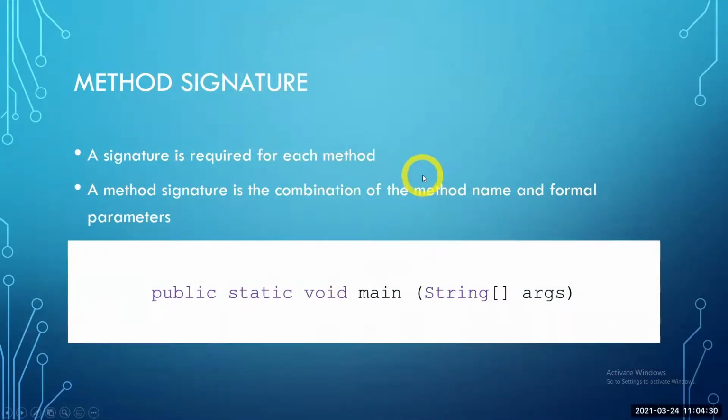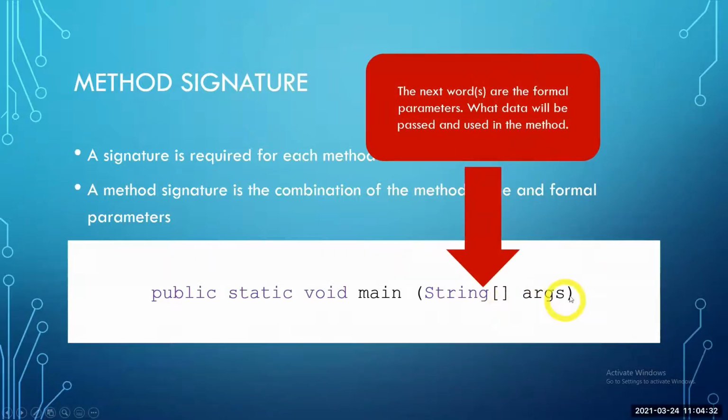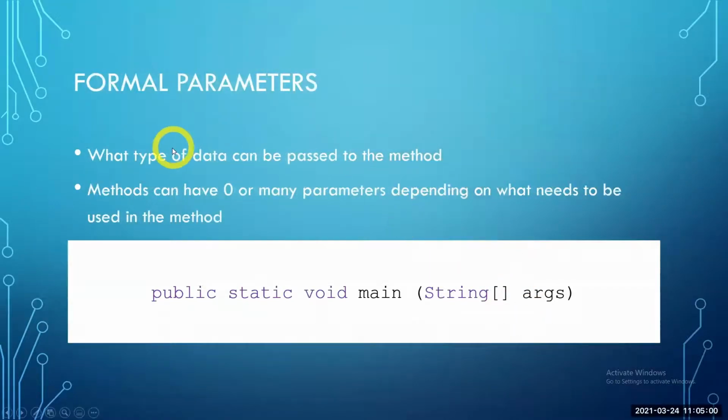So if we continue, the next thing right here inside of these parentheses are our formal parameters, or arguments, either word. Formal parameters are what is passed to our method when we call it. This is what we pass to our method. They're called formal parameters because when we pass something, those are called our actual parameters. So let's talk about formal parameters. With the formal parameters, you must specify what type of data is being passed.